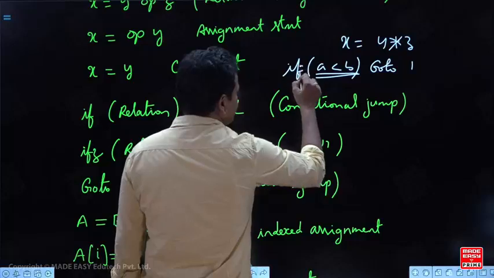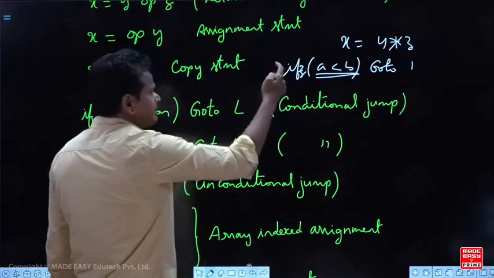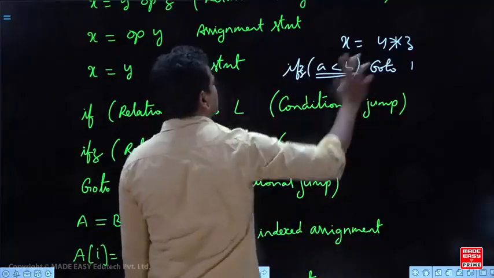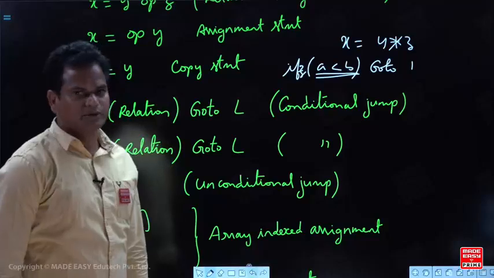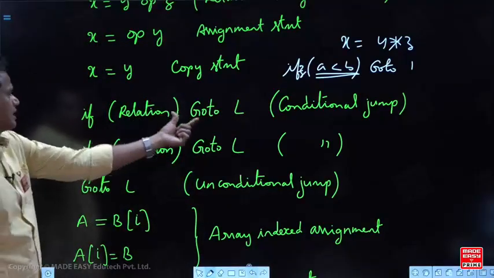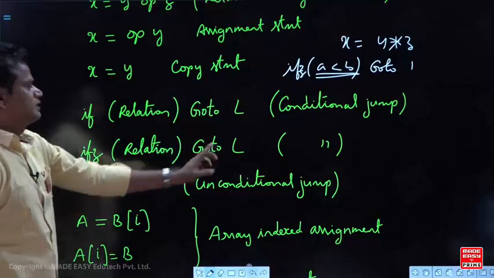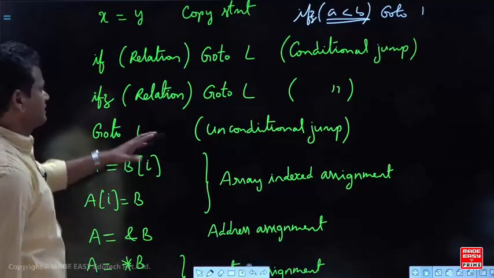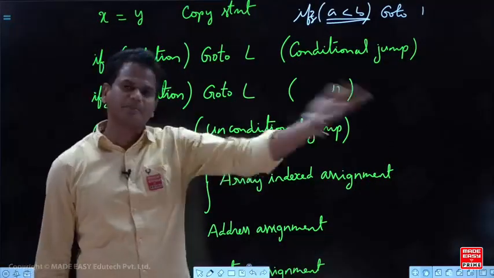Instead, if I write if A less than B, it means if the condition is false, then go to L. So here, if the condition is true, go to L. Here, if the condition is false, go to L. And this is go to L, which means without any condition, directly jump.